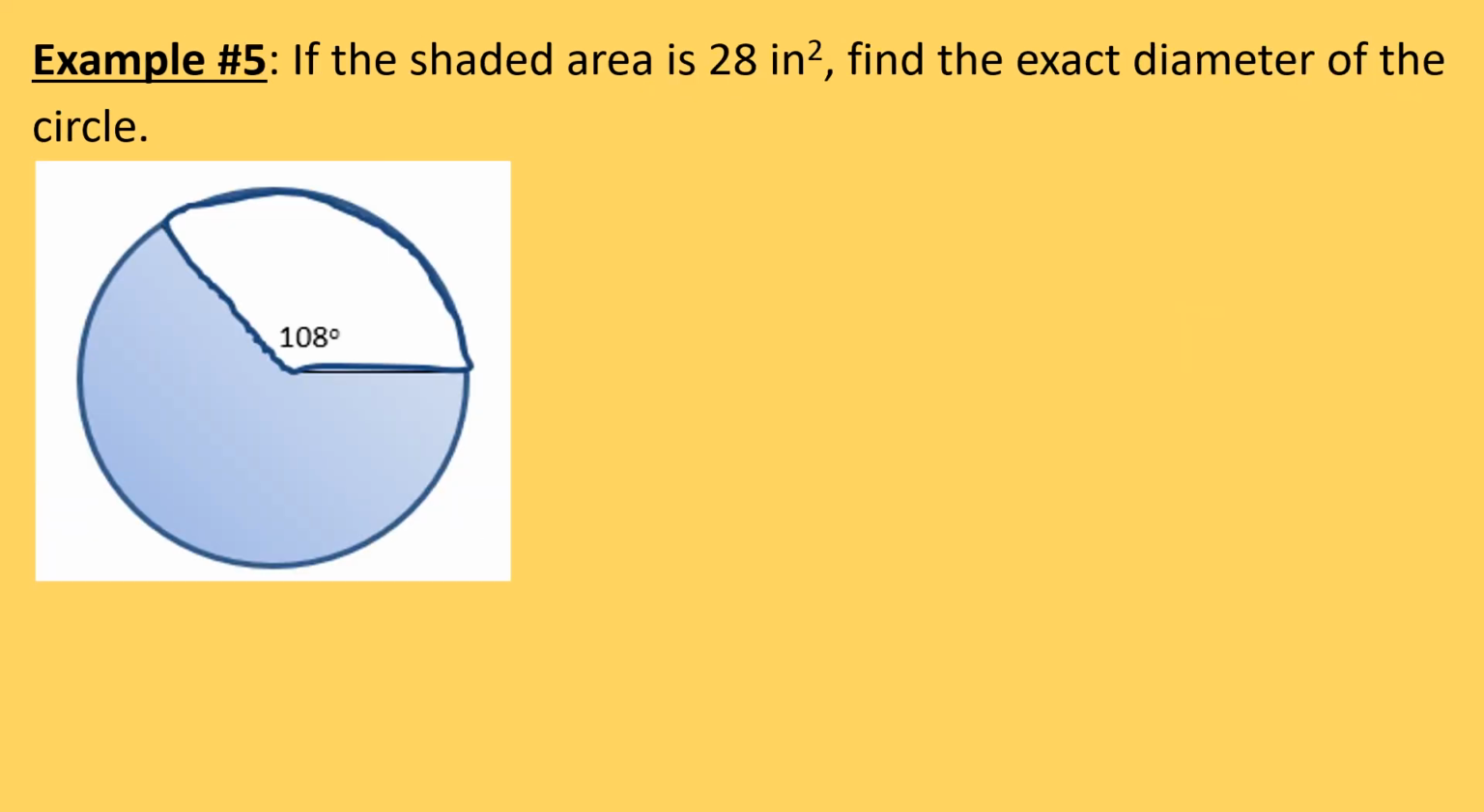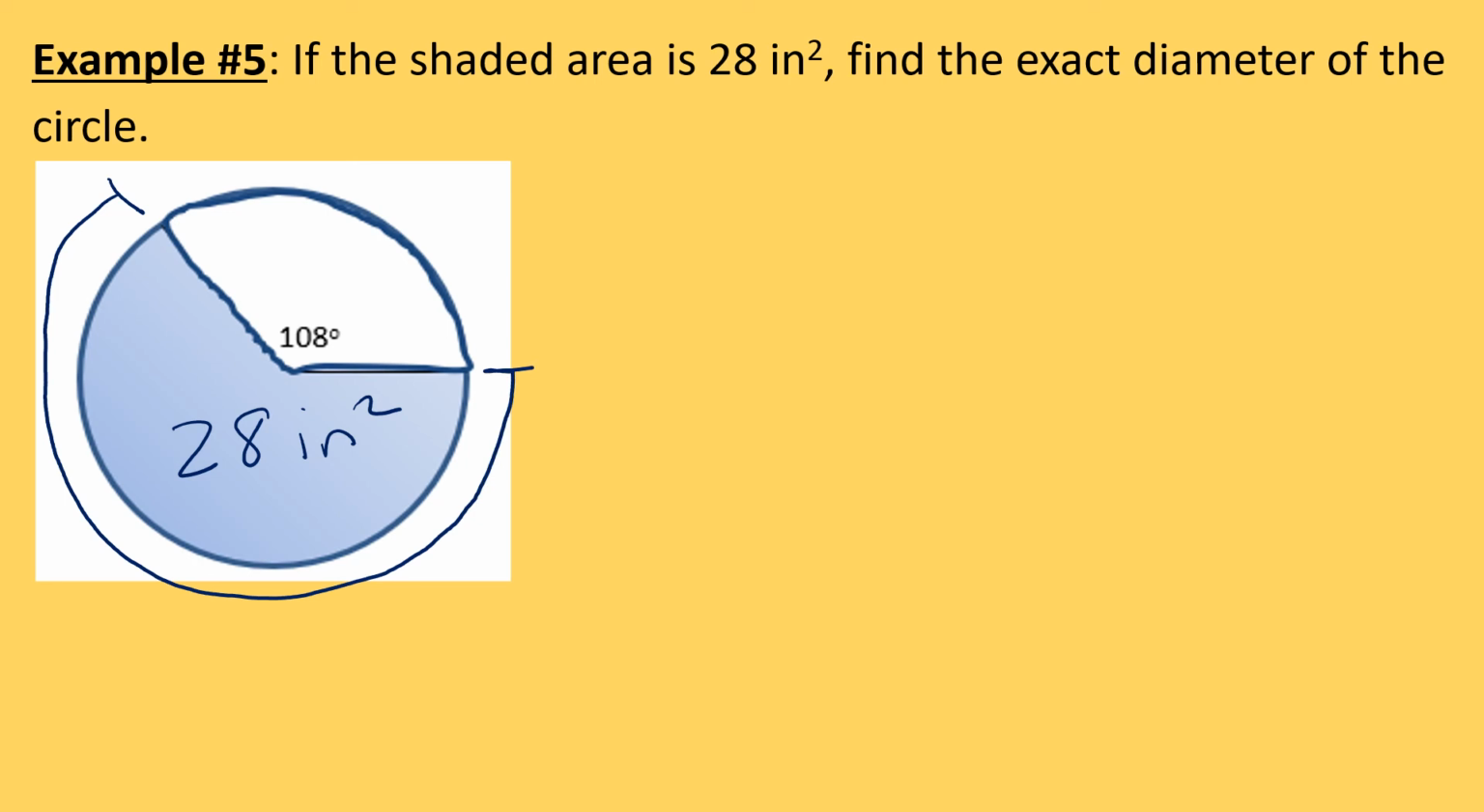Coming up on example 5, this says the area of the shaded area is 28 square inches. So when I look at this picture here, this is 28 square inches. Find the exact diameter of the circle. So they try a little trickery on this problem because they gave you 108 degrees, but ultimately I need to know how far I'm rotating around to go from here to here. So if I take 360 and I subtract out that 108, this part of the circle is really 252 degrees.